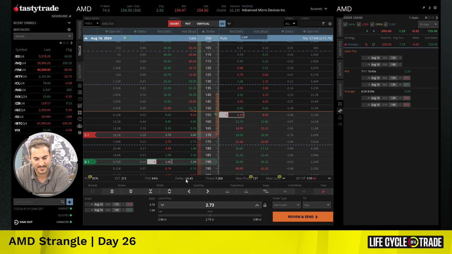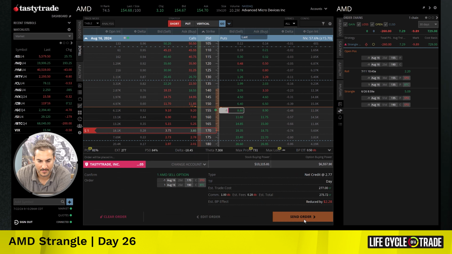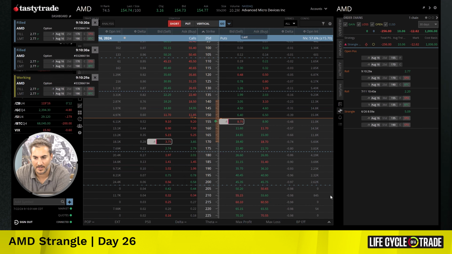Here you can see the delta. I'm picking up 18 short deltas against the 48 delta long call, so we're cutting this down significantly, and it'll add some more premium for us over the next 25 days as well. So we'll try and route this at 277, the mid price. We'll see if we get filled here on this order. And there we go. We got filled.